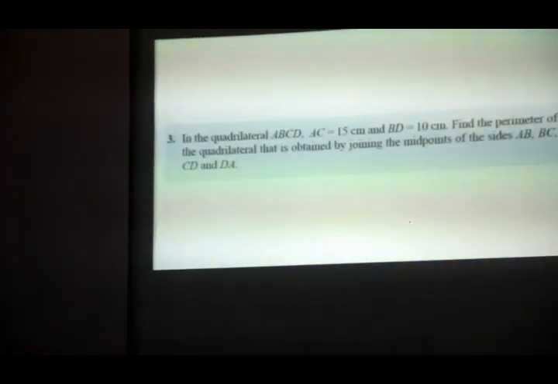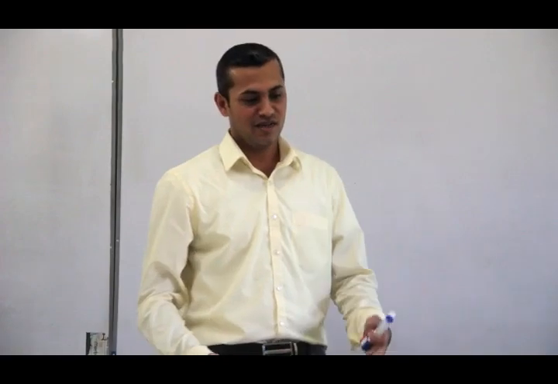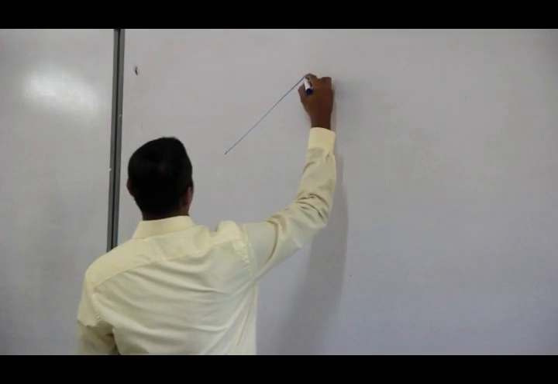In the quadrilateral ABCD, AC equals 15 cm, BD equals 10 cm. Find the perimeter of the quadrilateral that is obtained by joining the midpoints of the sides AB, BC, CD and DA. Alright. Quadrilateral means we'll just think about parallelogram. That is what comes to our mind, right? Normally we used to that. Or else you'll be thinking of a square or a rectangle. But I'm going to draw a random quadrilateral, right? Say for example the shape of a kite.